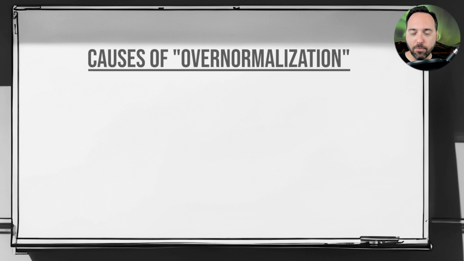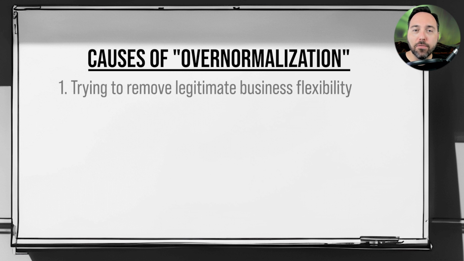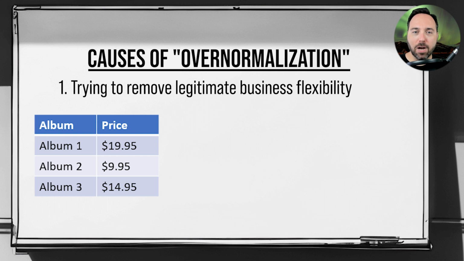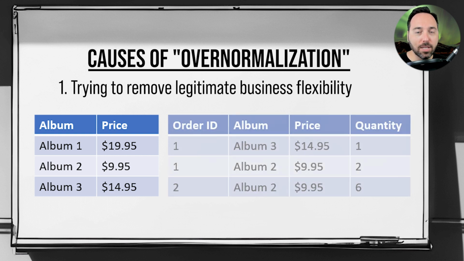Overnormalization does not exist. It is not a thing, not real, fake news. What people tend to see as overnormalization is really one of two things. The first is trying to remove legitimate business flexibility. For example, suppose we sell albums at a store. Each album has a sales price. When a person checks out, the salesperson scans each album and includes them as order lines. With this configuration, we can calculate the subtotal by multiplying price times quantity to get that order subtotal.